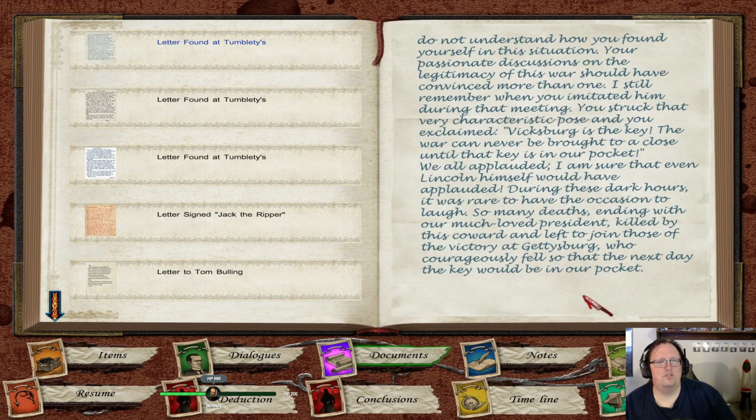I do not understand how you found yourself in this situation. Your passionate discussions on the legitimacy of this war should have convinced more than one. I still remember when you intimidated him during that meeting. You struck that very characteristic pose and you exclaimed, "Vicksburg is the key! The war can never be brought to a close until that key is in our pocket." We all applauded. I am sure that even Lincoln himself would have applauded. During these dark hours, it was rare to have the occasion to laugh. So many deaths, ending with our much-loved president, killed by this coward and left to join those of the victory at Gettysburg, who courageously fell so that the next day the key would be in our pocket.